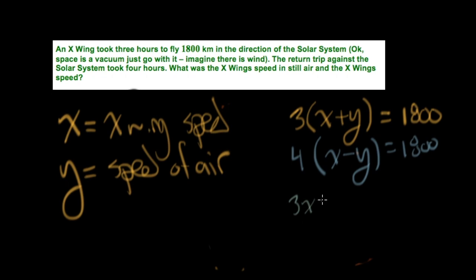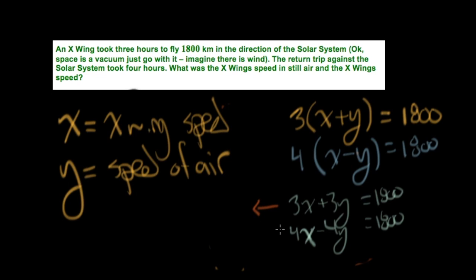And they're going to get 3x plus 3y is 1,800. And then 4x minus 4y is also 1,800. Okay. So you're going to use probably either substitution or elimination. And I'm going to eliminate, because that's just fun. And let's eliminate the x's, perhaps.